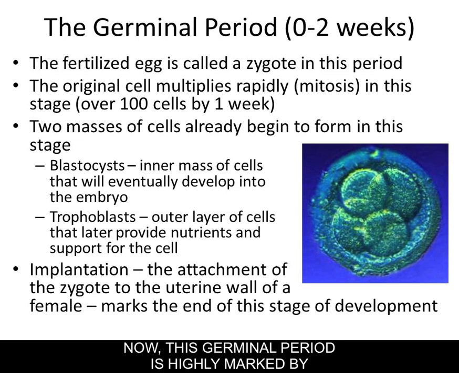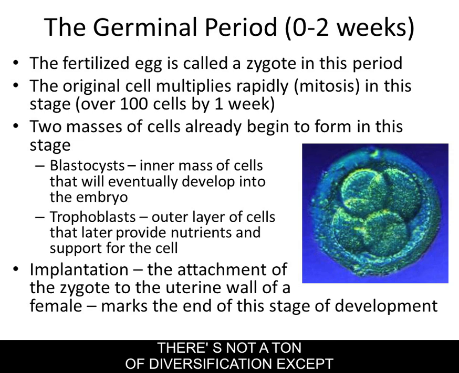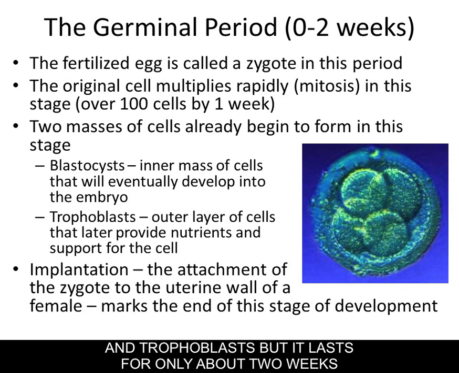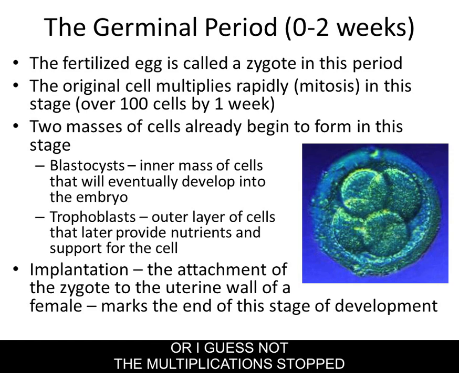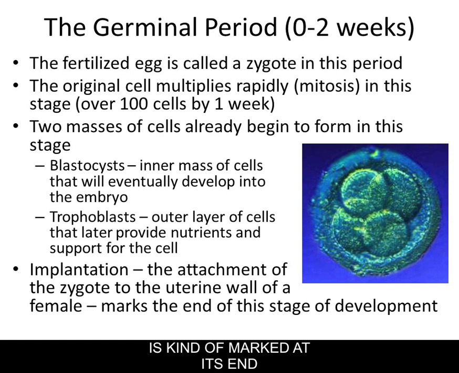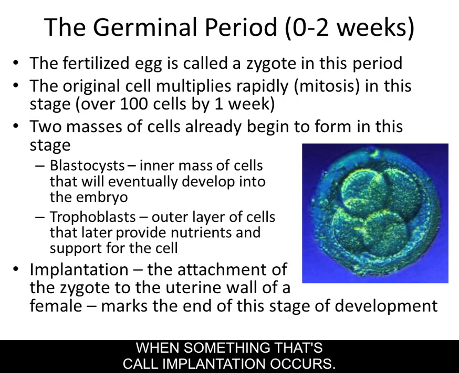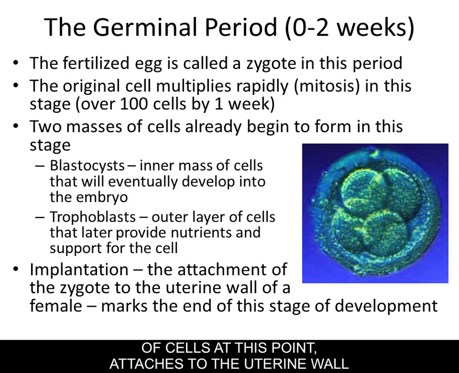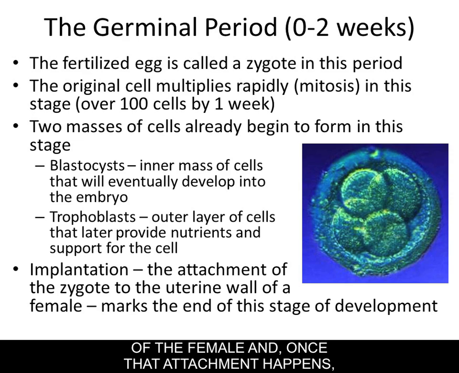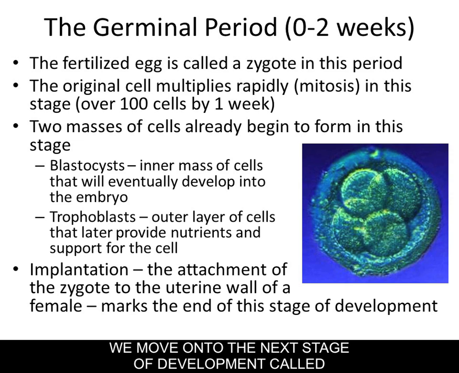Now, this germinal period is highly marked by cell multiplication. There's not a ton of diversification except for the blastocysts and trophoblasts, but it lasts for only about 2 weeks. And this particular stage of development is marked at its end when something that is called implantation occurs. This is when that collection of cells attaches to the uterine wall of the female. And once that attachment happens, we move on to the next stage of development called the embryonic period.